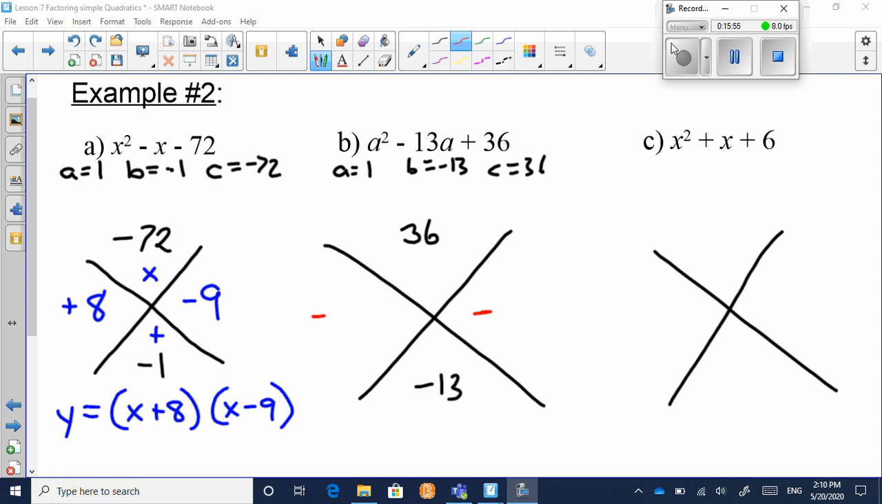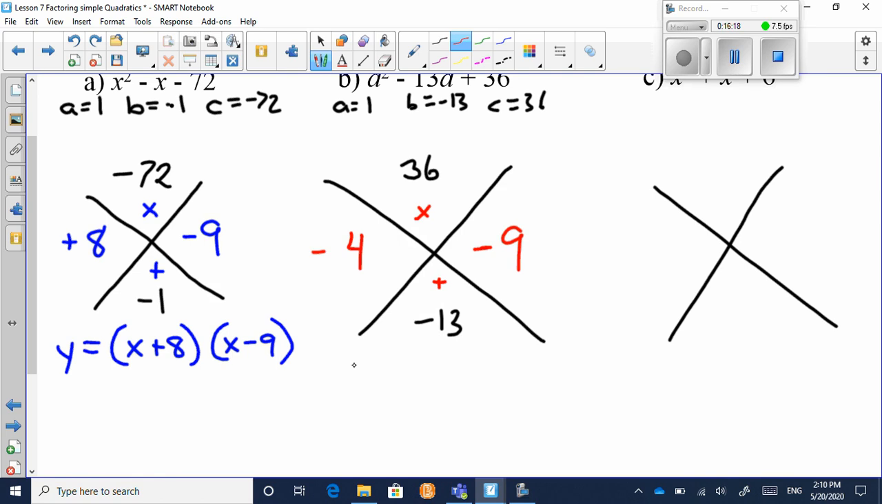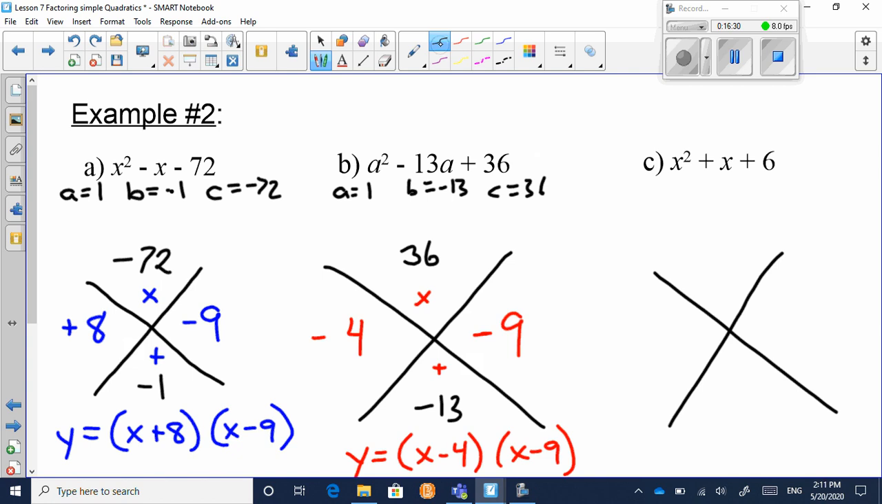All right, so how about -4 times -9? -4 times -9 is definitely 36, and -4 minus another 9, oh, there it is, they add to -13. We got it. Okay, so your answers would be y is equal to (x - 4)(x - 9). Okay, let's try one more here, and we've got a is equal to 1, b is equal to 1, and c is equal to 6.